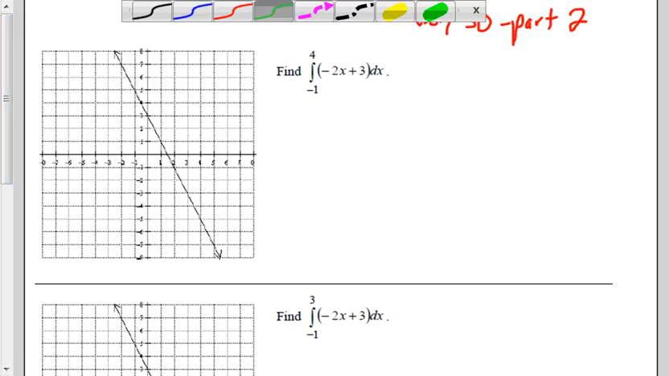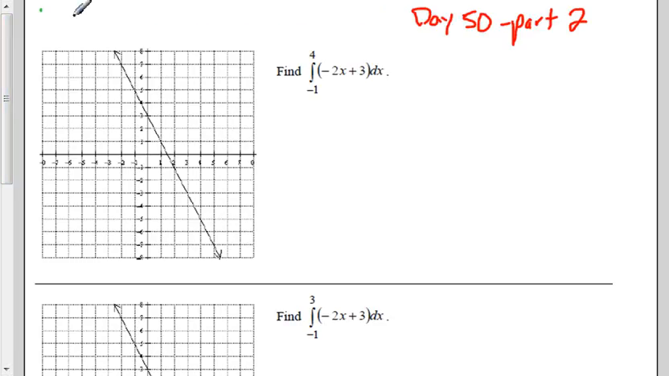Unit 6, Day 50 Notes for Calculus, Part 2. This is dealing with the fundamental theorem of calculus, Part 1 of the fundamental theorem. And we have a couple examples here.